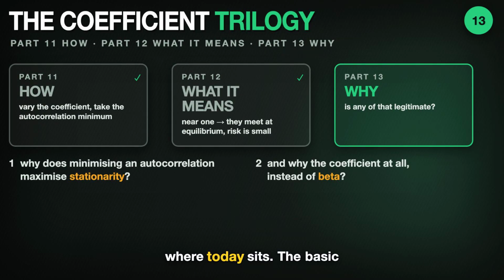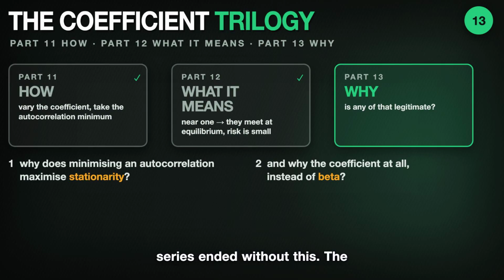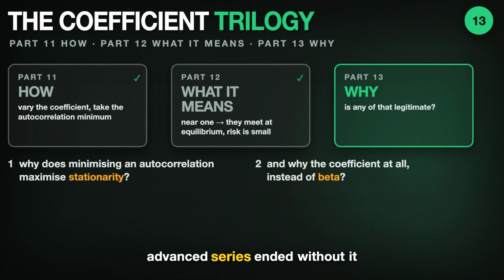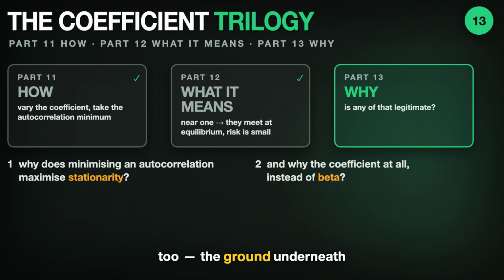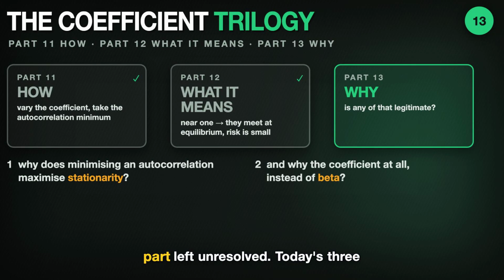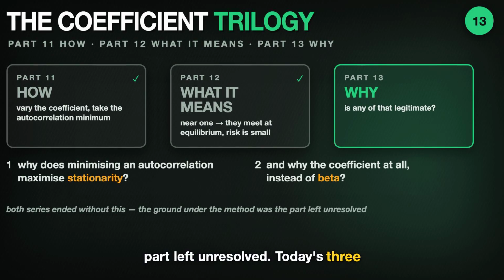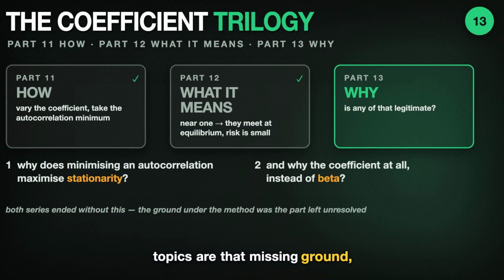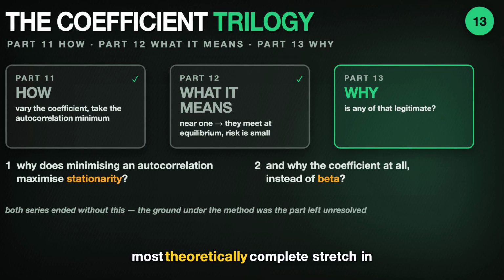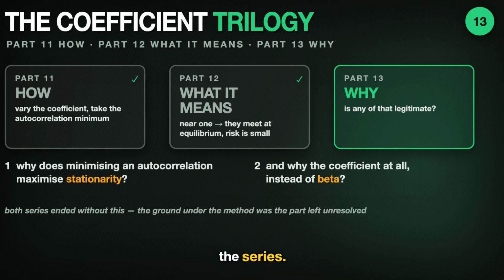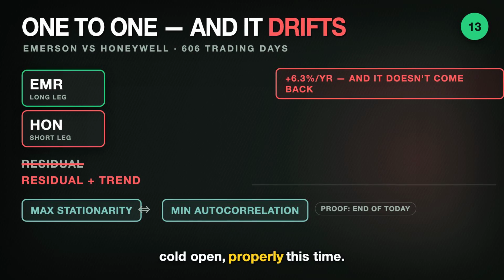One note on where today sits. The basic series ended without this. The advanced series ended without it too. The ground underneath the whole method was the part left unresolved. Today's 3 topics are that missing ground, and they make this the most theoretically complete stretch in the series. Let's go back to the cold open properly this time.